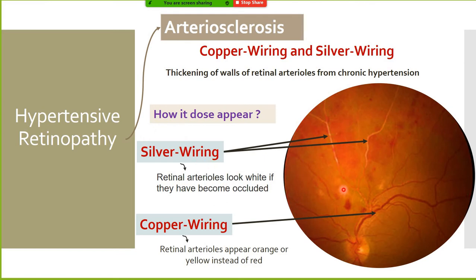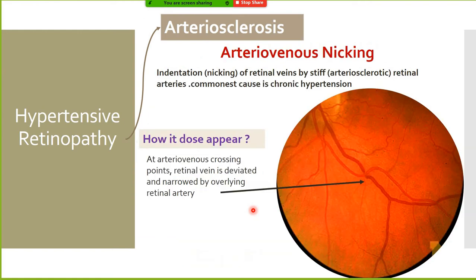In the case of copper wiring, when there is an almost partial occlusion, there will be reduced blood flow. So the retinal arteries will appear orange or yellowish instead of red. This is how copper wiring and silver wiring look. So these are the major signs of occlusion in hypertensive retinopathy.